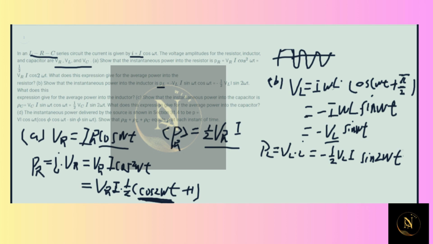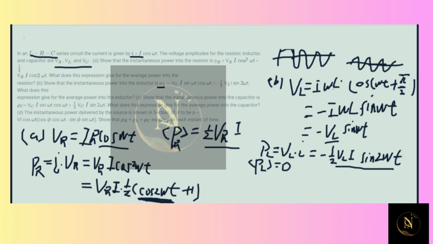Okay. And if you try to do the average on this expression, you'll see that this is 0. For the same reason, the sine 2 omega t is also an oscillating function, and the average value is just 0. So average PL is 0.